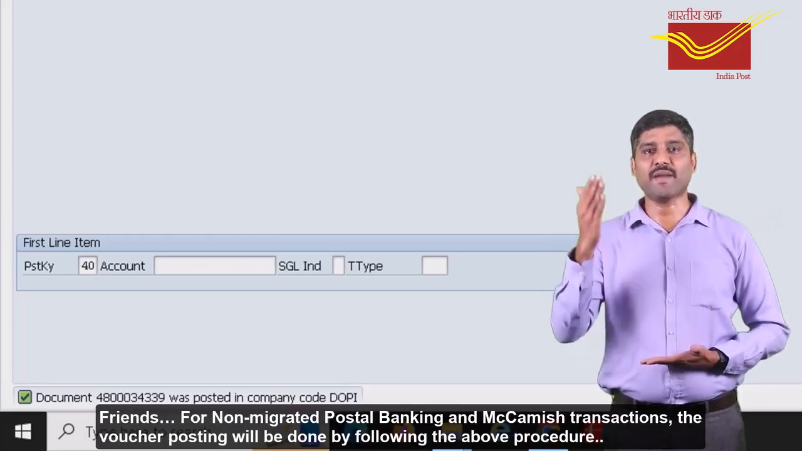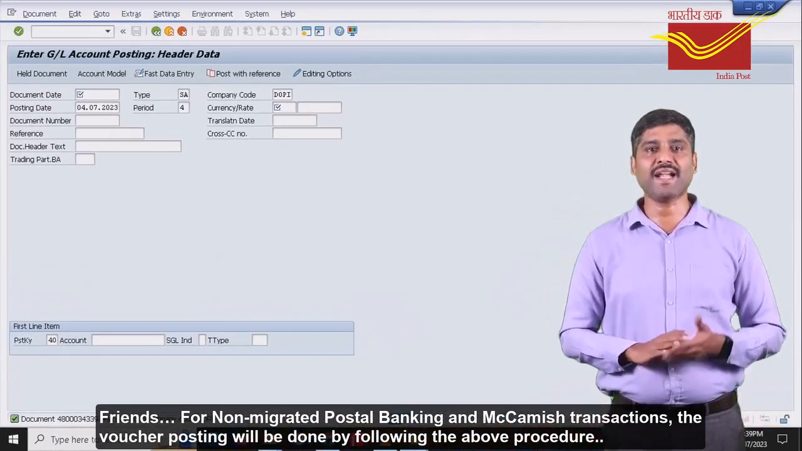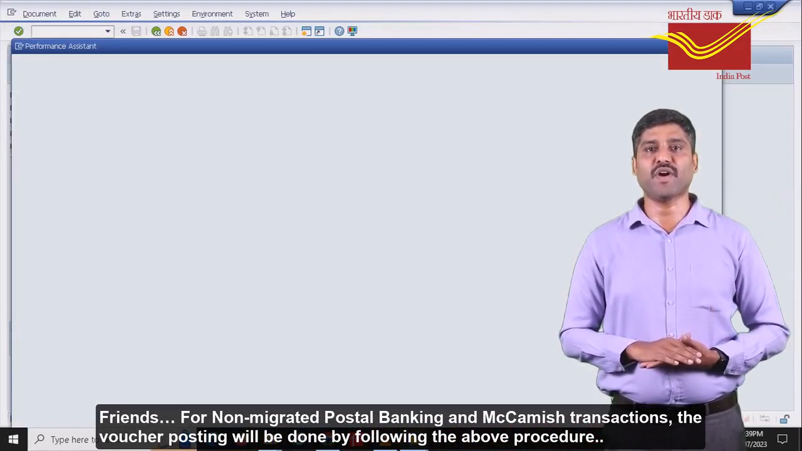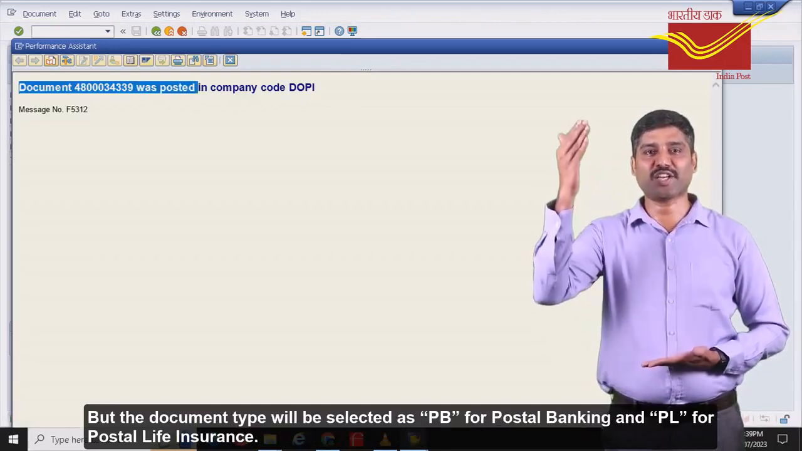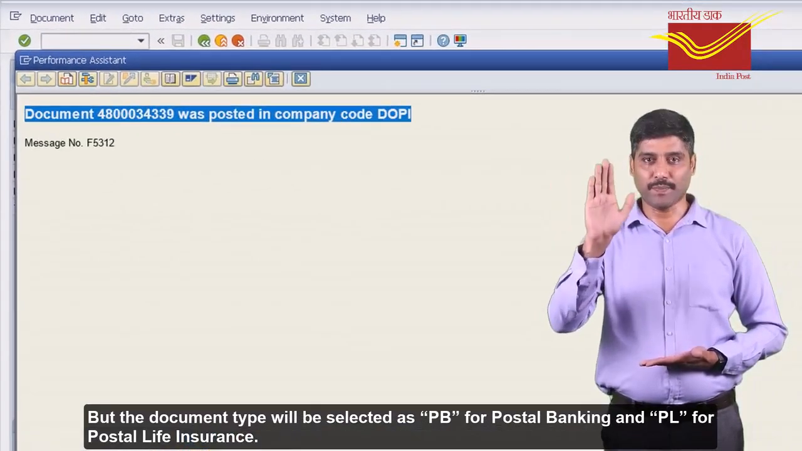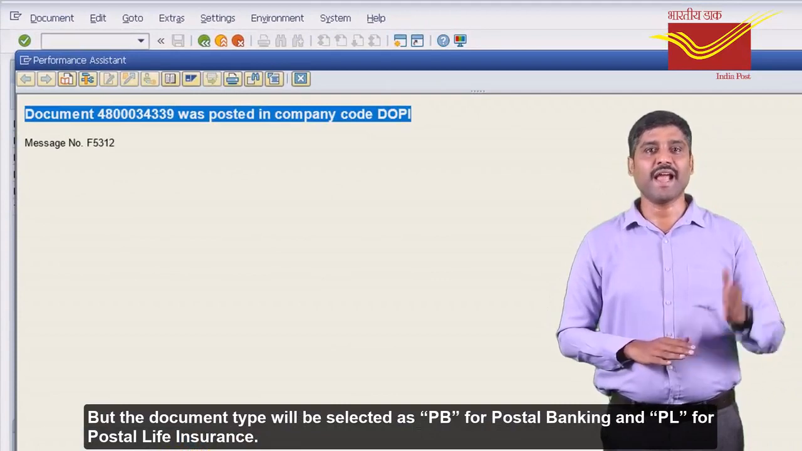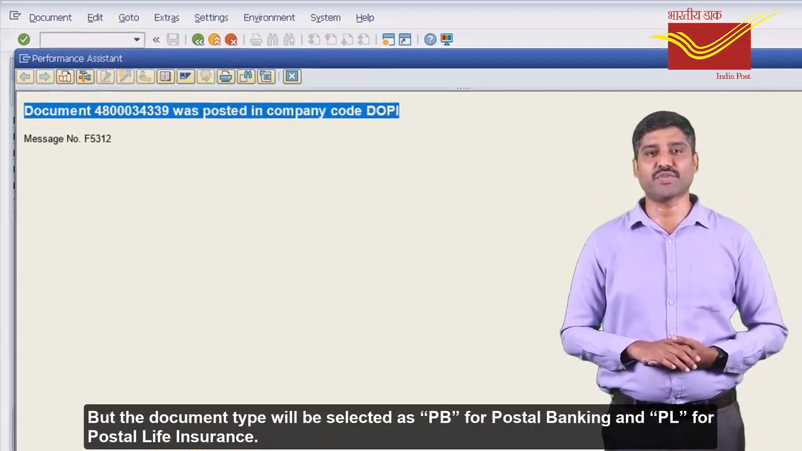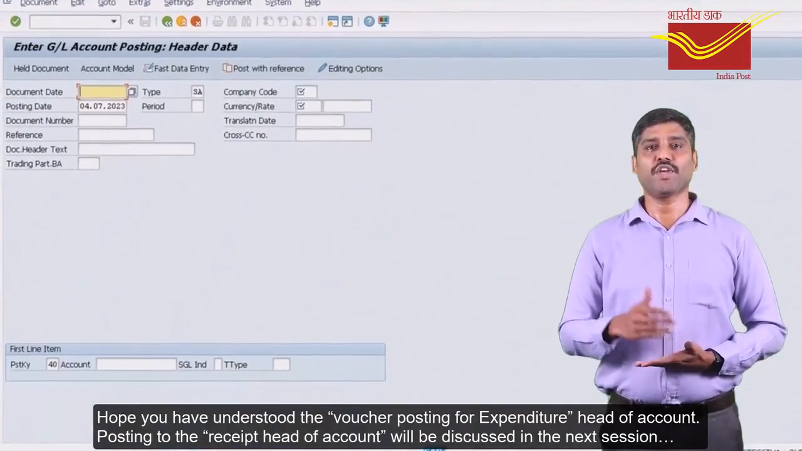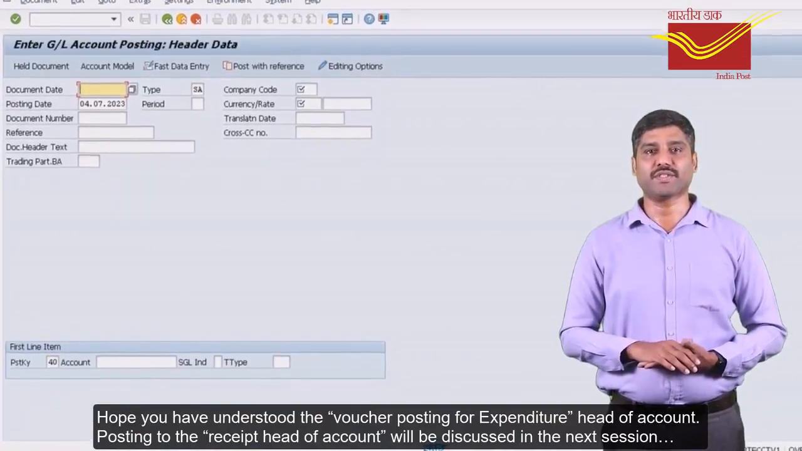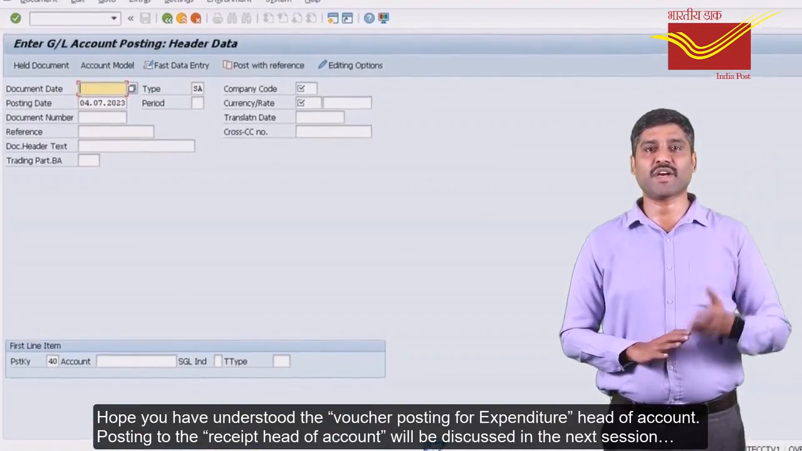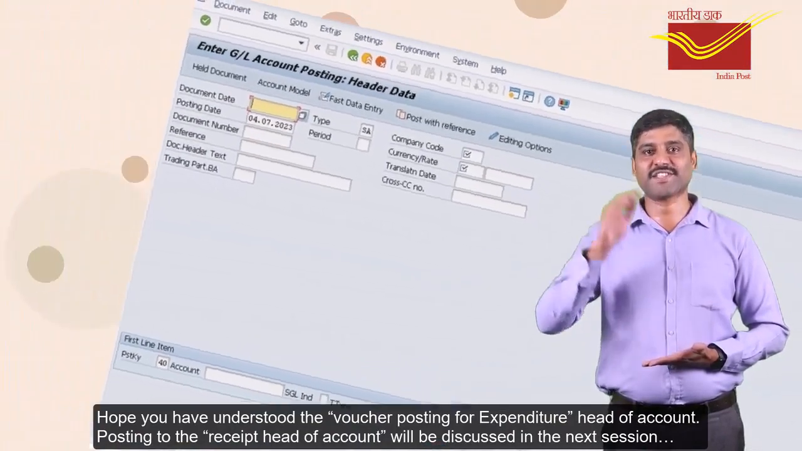Friends, for non-migrated postal banking and MegaMesh transactions, the voucher posting will be done by following the above procedure. But the document type will be selected as PB for postal banking and PL for postal life insurance. Hope you have understood the voucher posting for expenditure head of account. Posting to the receipt head of account will be discussed in the next session.